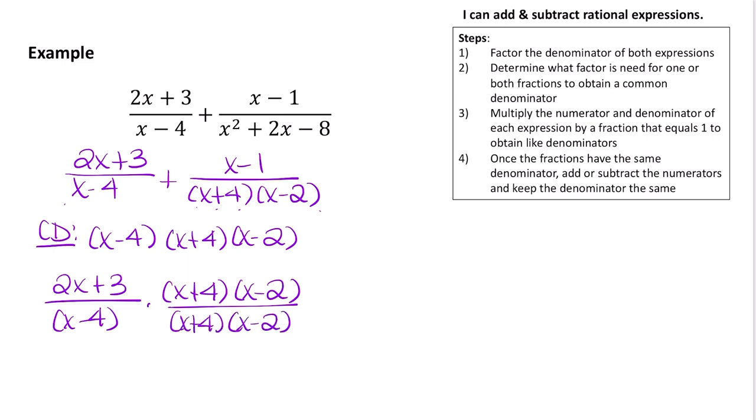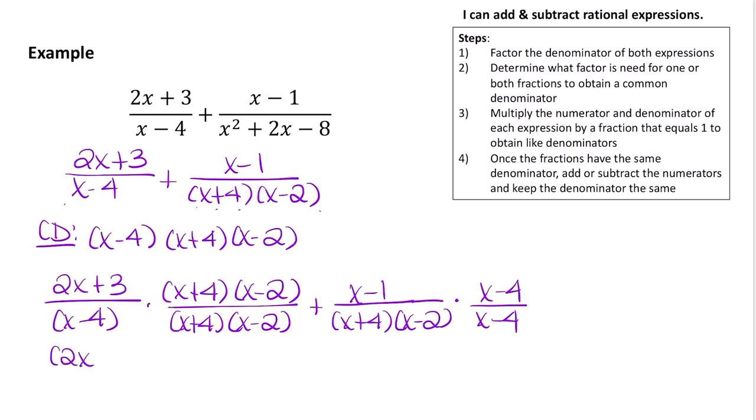And then I'm going to add it to my second rational expression, right? x plus 4 times x minus 2. And then here, at least I only have one missing factor. So I'm going to multiply by x minus 4 over x minus 4. Okay, so now let's multiply everything.